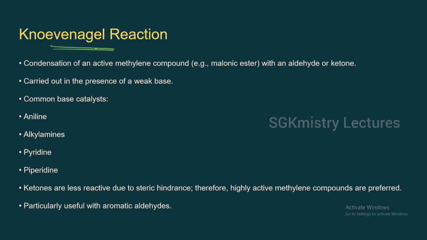Next, coming on to the Knoevenagel reaction. Here, the condensation of a reactive methylene compound like malonic ester takes place with aldehydes or ketones. Again, this is a base catalyzed reaction, so it occurs in the presence of a weak base. The base catalysts that can be used are aniline, alkylamines, pyridine, piperidine, etc. In this case, we know that ketones are less reactive, which is again due to steric hindrance.